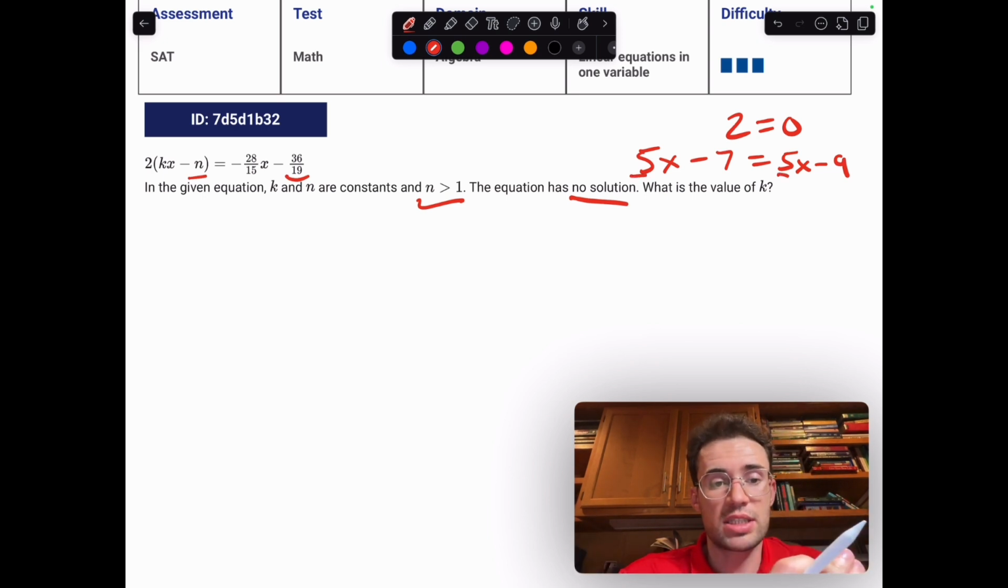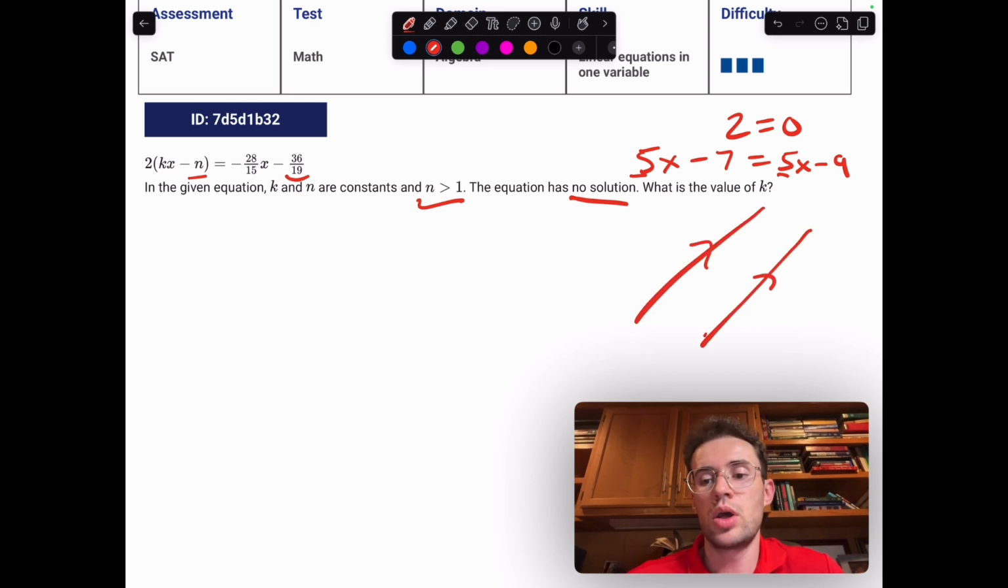Because you want to have them almost the same, right? So if you graph them as two lines, they'd have the same slope, but they just have two different y-intercepts, so they'll never cross. There's no point where this is equal to this.